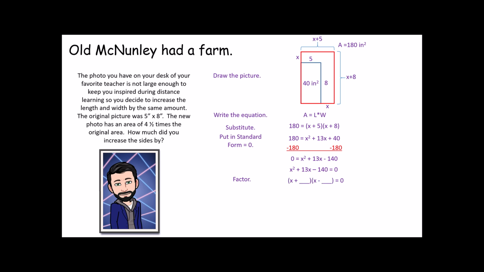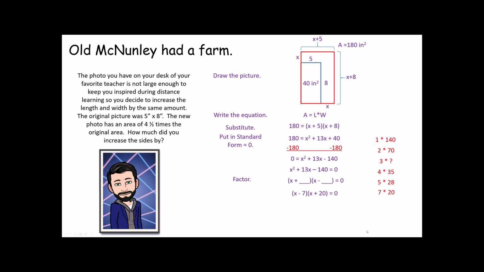So when I break this down, I can see that the only way to get x squared is x and x. I can see that this is a negative 140, which means these two signs must be different. What I need to do is find out what things multiply together to give me 140 that also add up to be 13. Well, let's see. 1 times 140 works. 2 times 70. 3 doesn't go into 140. 4 times 35. 5 times 28. 7 times 20. And of course, the 7 and the 20 are the ones that work.